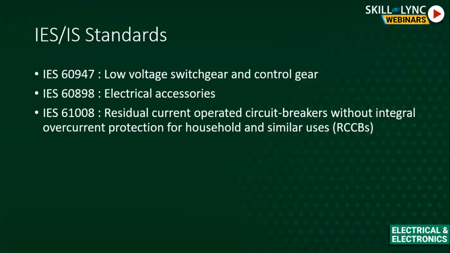The second is 60898, electrical accessories, which covers your miniature circuit breakers, your RCCBs and RCBOs that we use for household application. The next is 61008, which is specifically the standard for residual current operated circuit breakers without integral overload protection. Means RCCBs do not have an integral MCB function. MCB is a separately connected device, RCCB is a separately connected device. But there are also devices which are a combination of both MCB plus RCCB. Those are known as RCBOs, residual current overload protection devices.